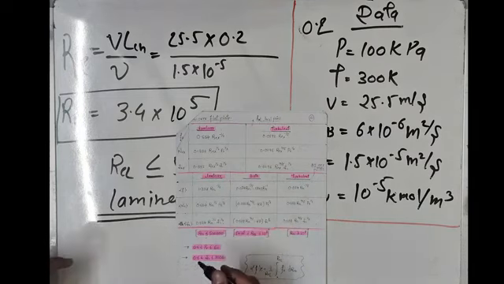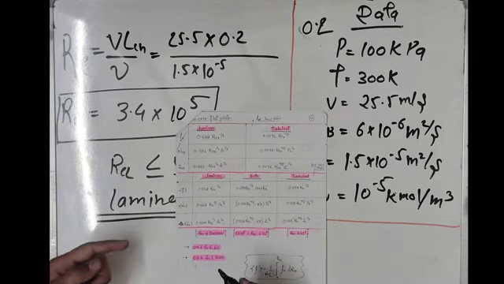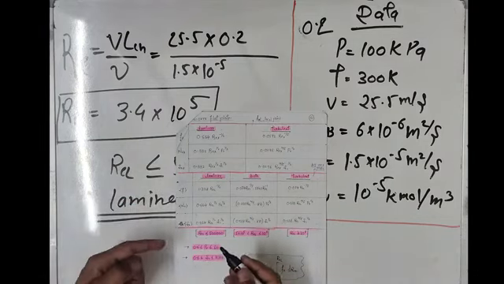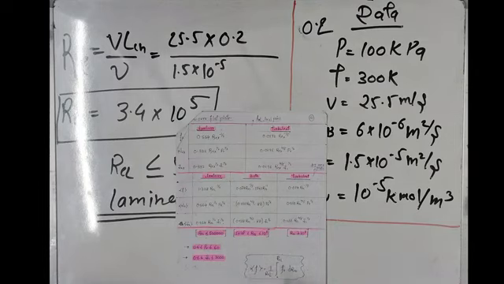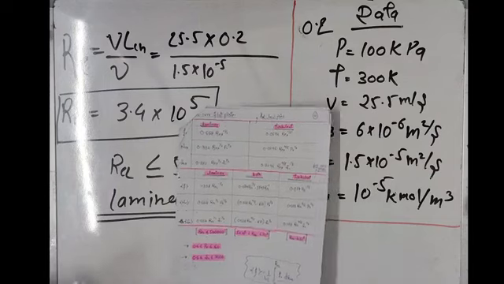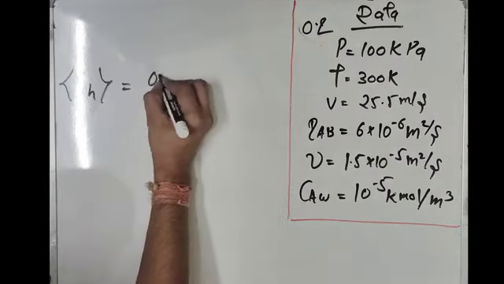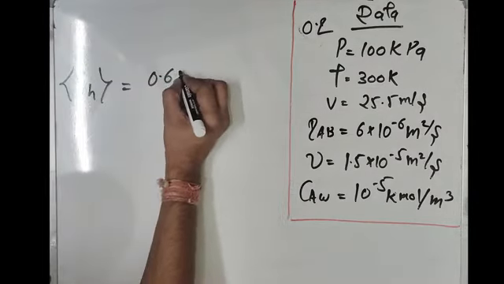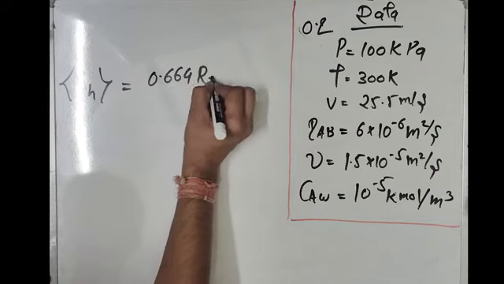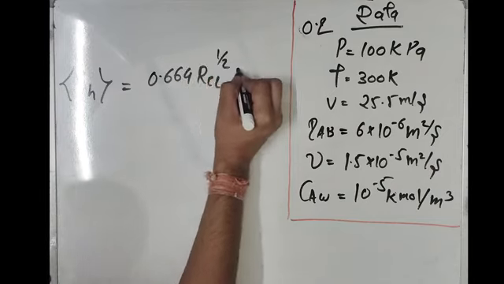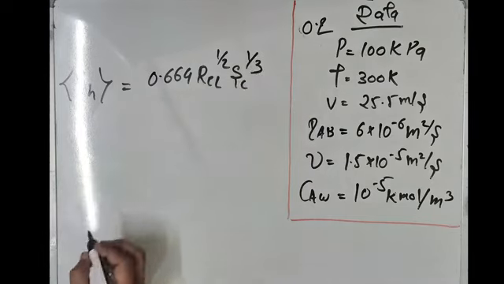In the first column, now we have to see which equation we have to use: friction factor, Nusselt number or Sherwood number. Here we will be using the Sherwood number because in this question we have to find the rate of mass transfer per unit width. So the Sherwood number for laminar flow is given as 0.664 Reynolds number to the power 1/2 and Schmidt number to the power 1/3.